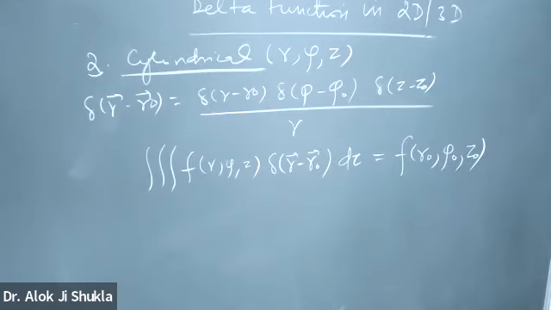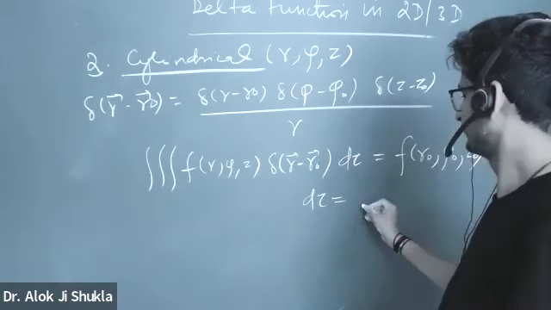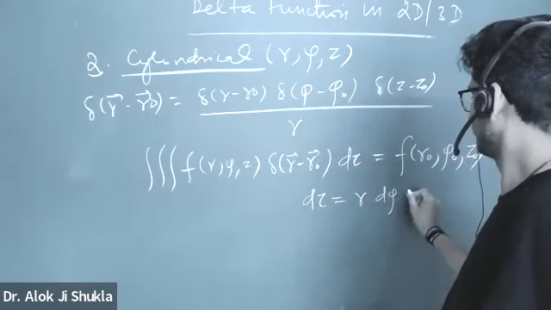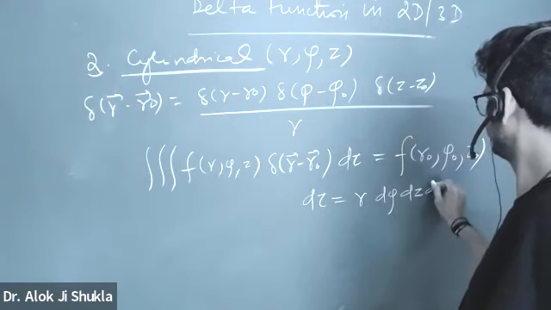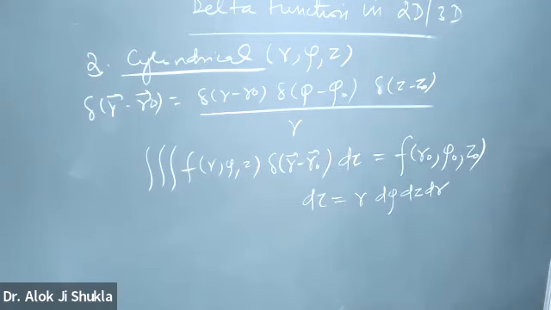Are you getting the same? Yes, sir. What is d tau for cylindrical? r dr d phi dz. Yes, and sir, r will cancel, okay? Got it, everybody? Yes, sir. Very nice.